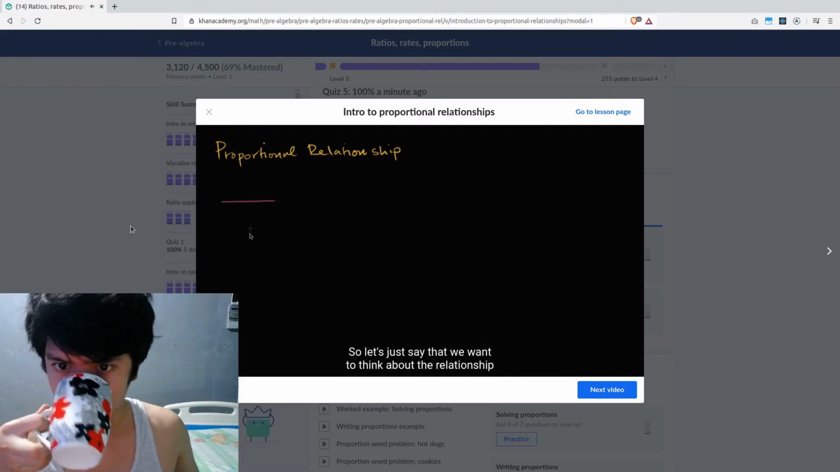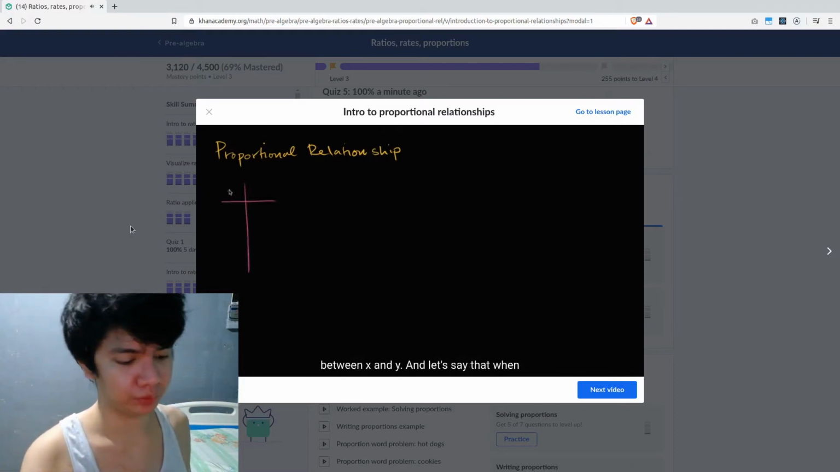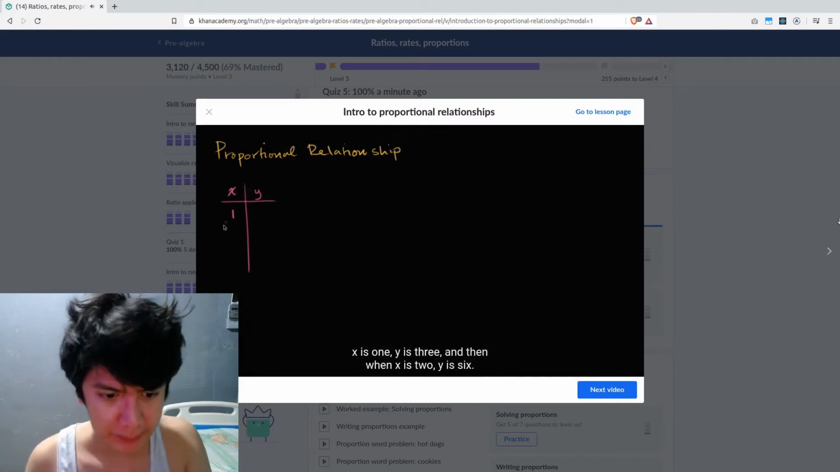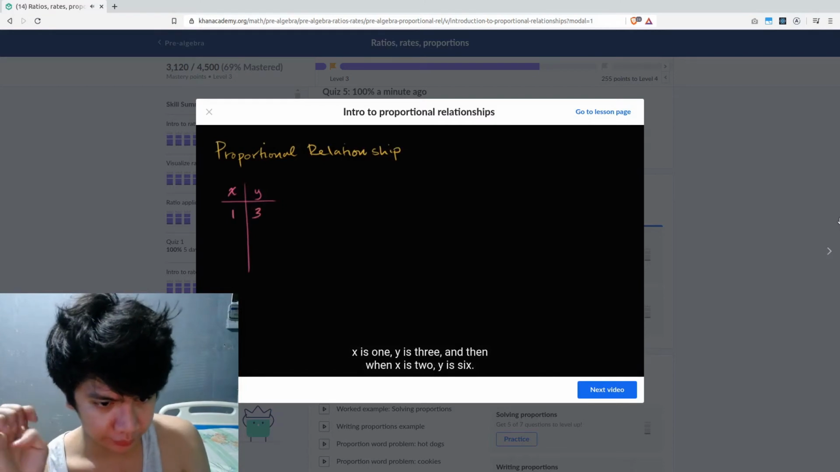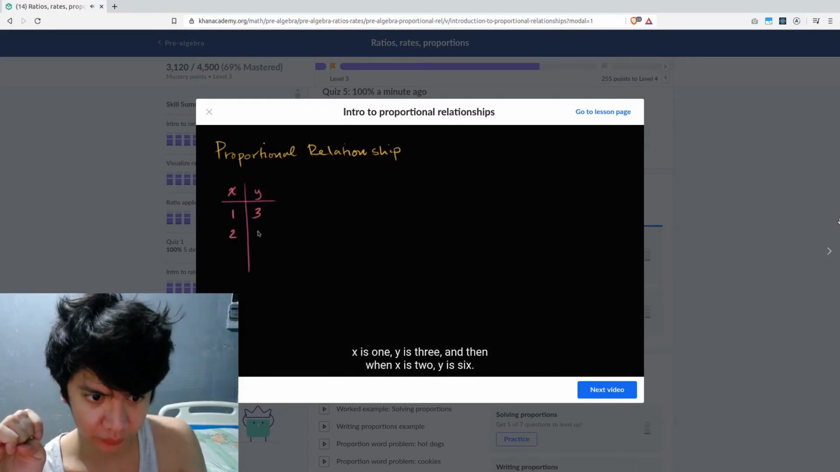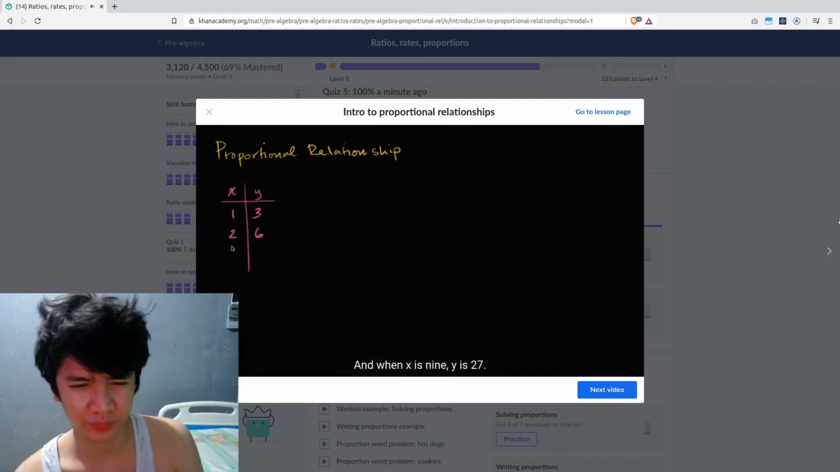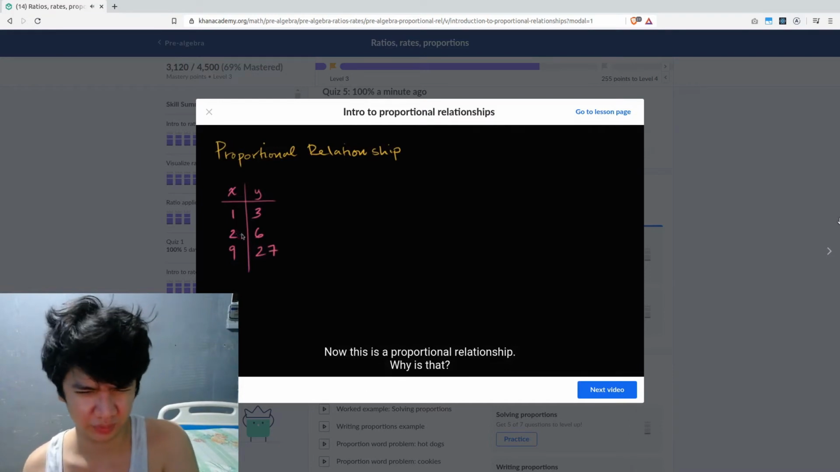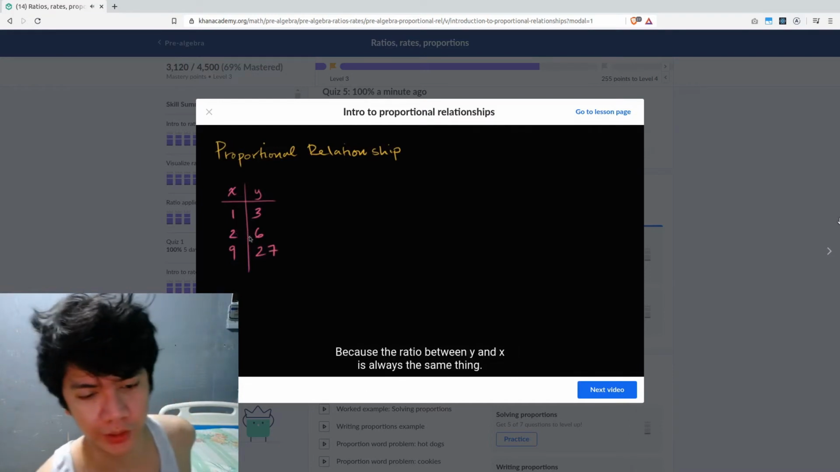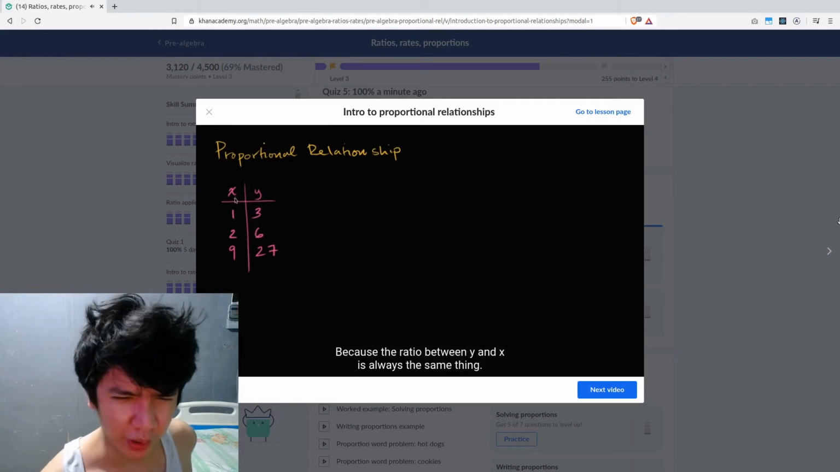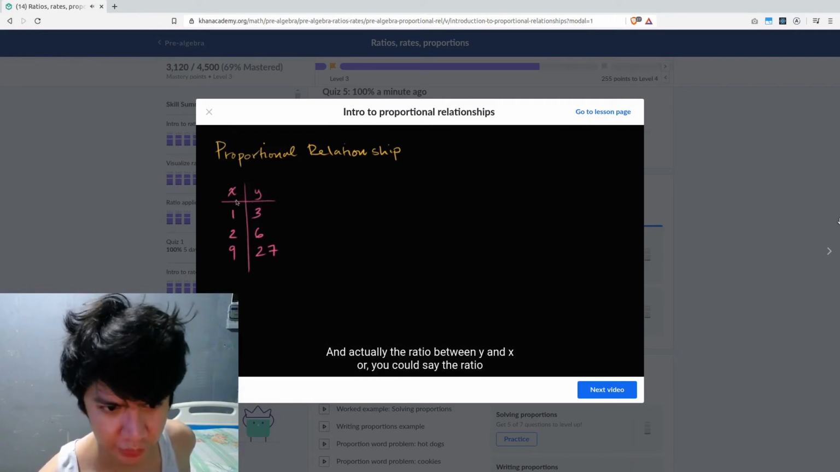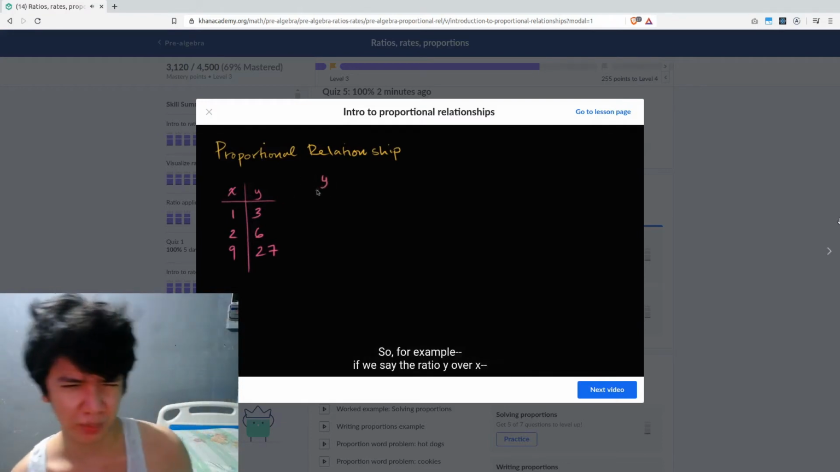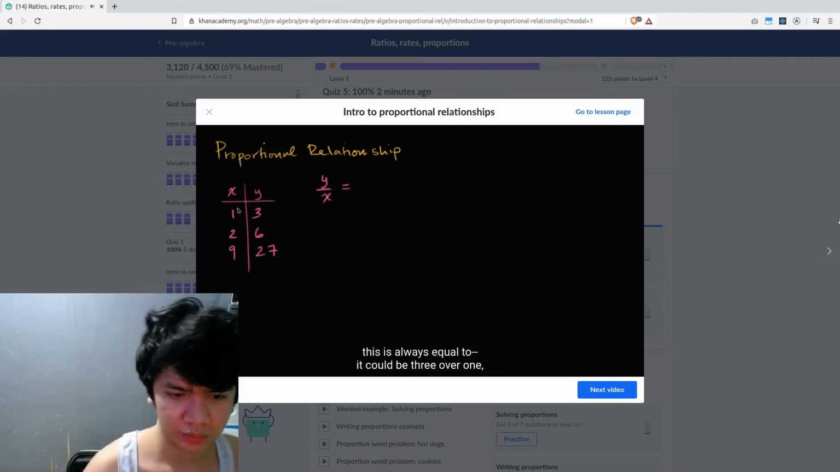So let's just say that we want to think about the relationship between x and y. And let's say that when x is 1, y is 3. And then when x is 2, y is 6. And when x is 9, y is 27. Now this is a proportional relationship. Why is that? Because the ratio between y and x is always the same thing. And actually the ratio between y and x, or you could say the ratio between x and y, is always the same thing.